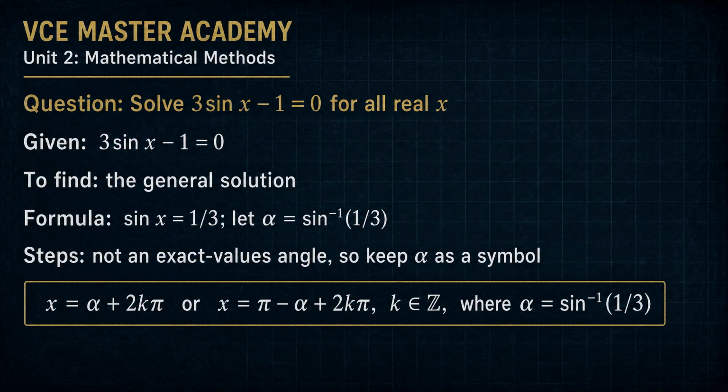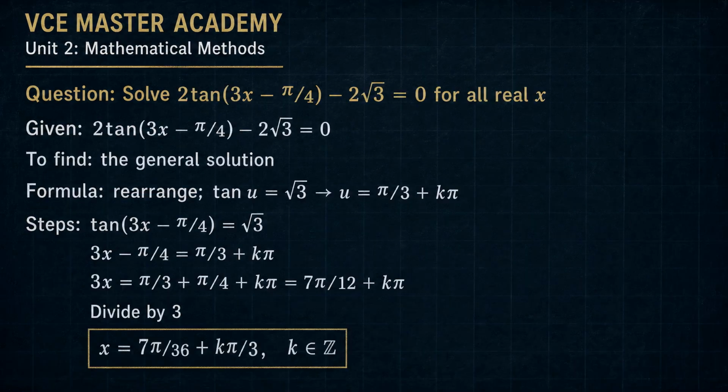Now copy the family, word for word. x equals alpha plus 2k pi, or x equals pi minus alpha plus 2k pi. k is any integer, where alpha is sine inverse of 1/3. Same family. New name tag.